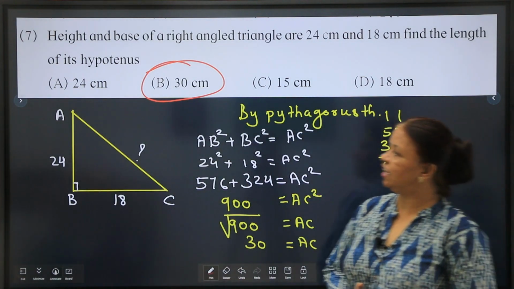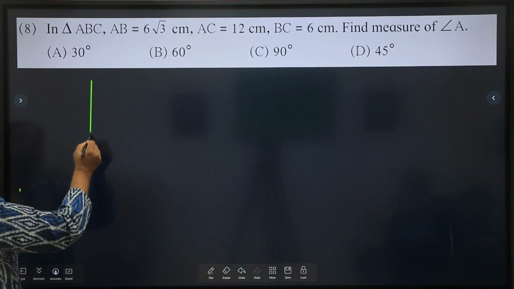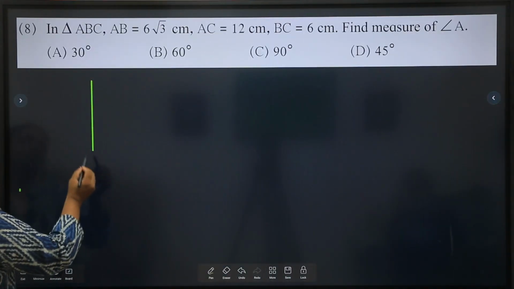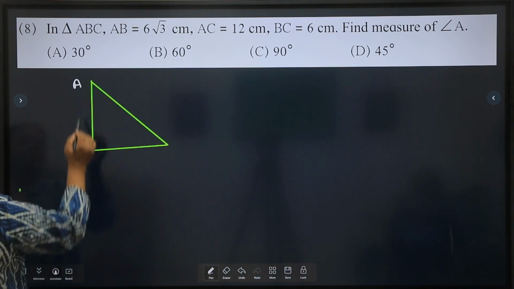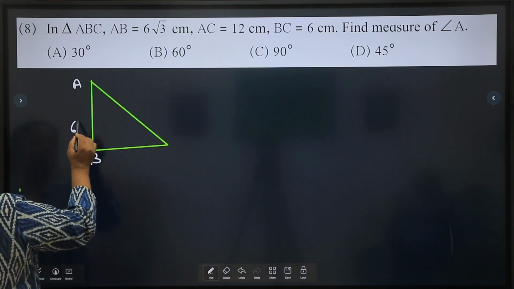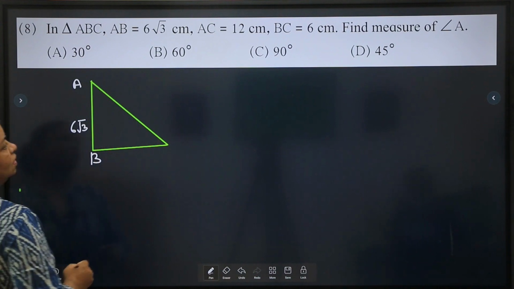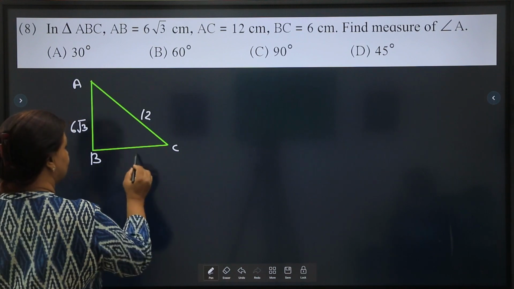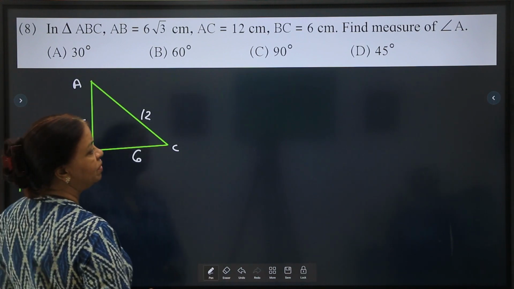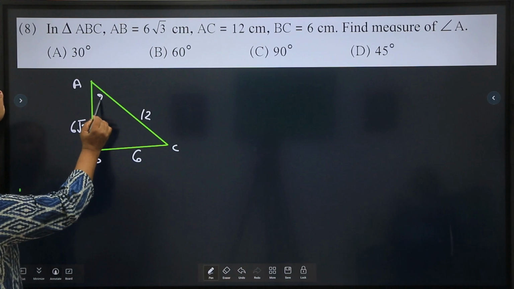Let's move on to the next question, children. In a right angle triangle ABC, let me draw triangle ABC. AB is 6 root 3, AC is 12, BC is 6. Find the measure of angle A. We need to find out angle A.